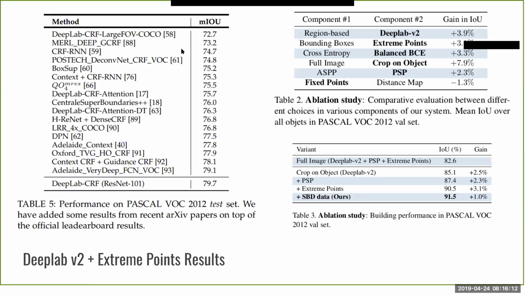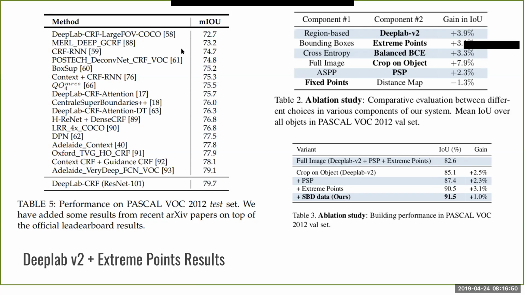So you can see which techniques increased or decreased their gain in intersection over union. The top line, region-based, is sort of a Mask RCNN style region proposals, or a DeepLab style scene parsing network as a base. And they found that the DeepLab worked better.